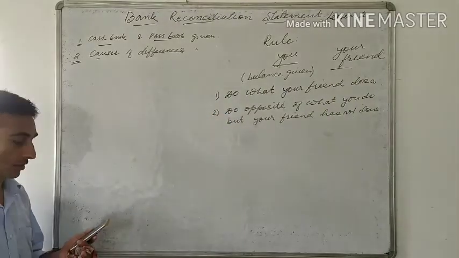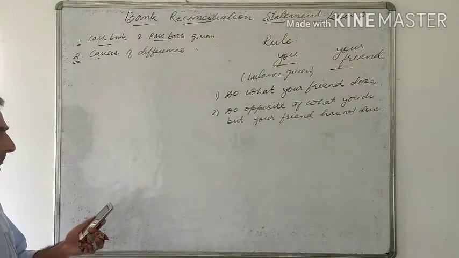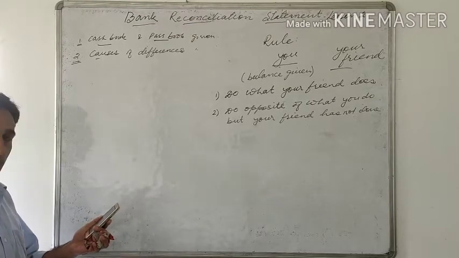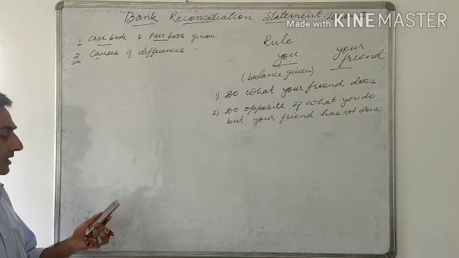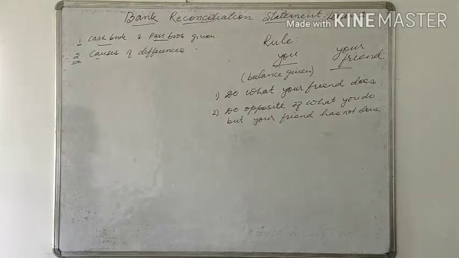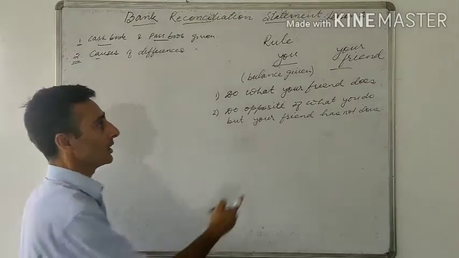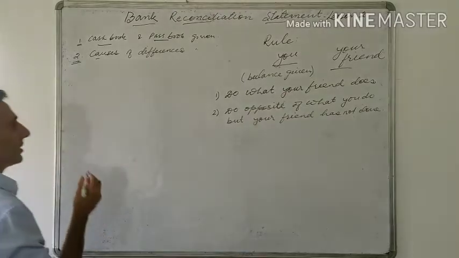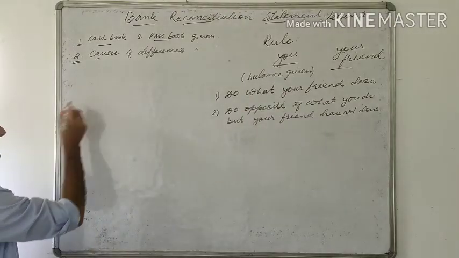So here I have a question. From the following particulars of Mr. X, prepare a bank reconciliation statement as on 31st December 2018. Bank balance as per passbook 2000. Here the bank balance as per passbook, so passbook balance is given to you. That means the passbook is you and your friend is your cash book. So this is how we go.